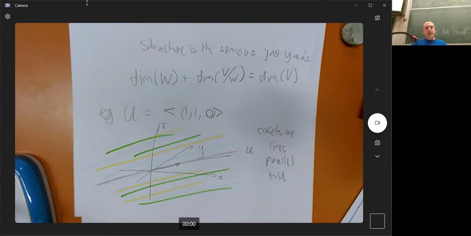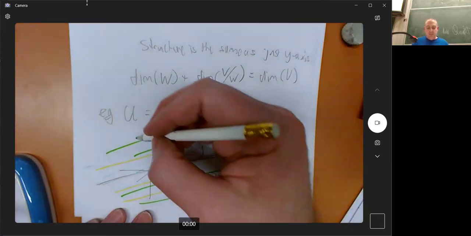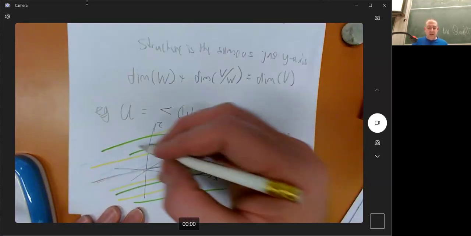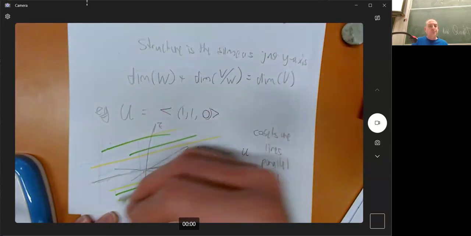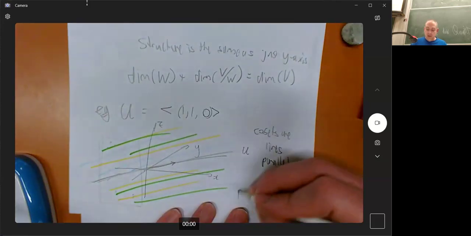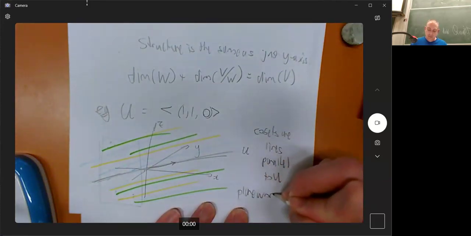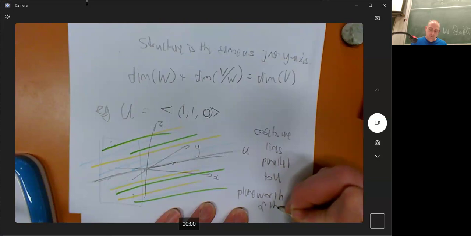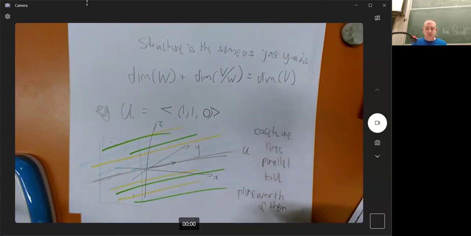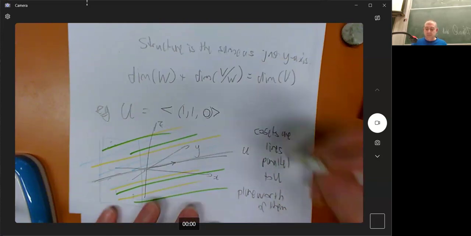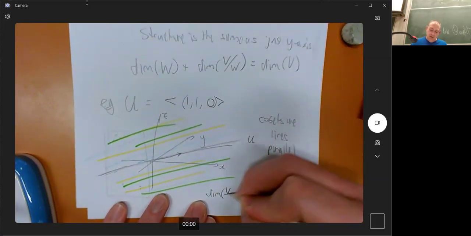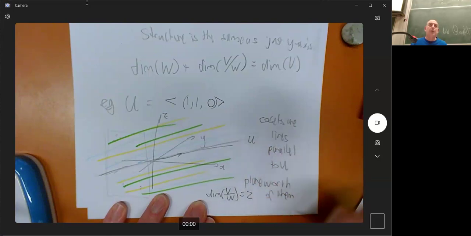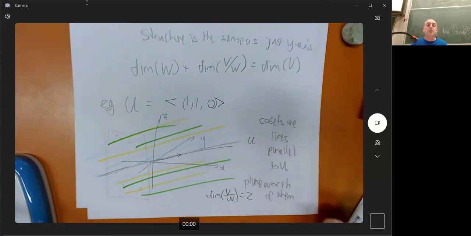And there's a plane's worth of them, because if I pick any plane that doesn't contain that line, then they all meet that plane in a different point. And so there's a plane's worth of them. And so that's why the dimension of V on W is 2, because there's a plane's worth of them.